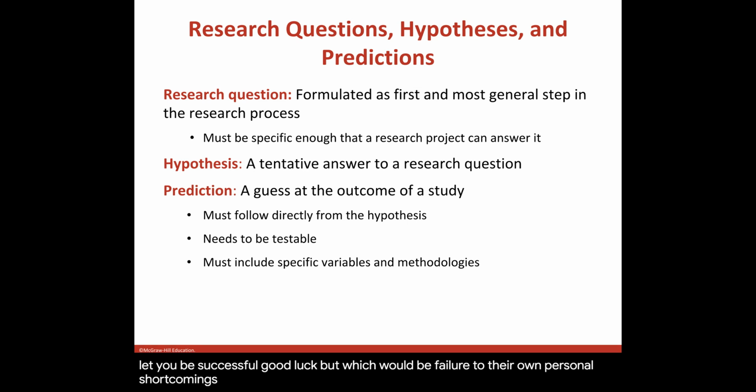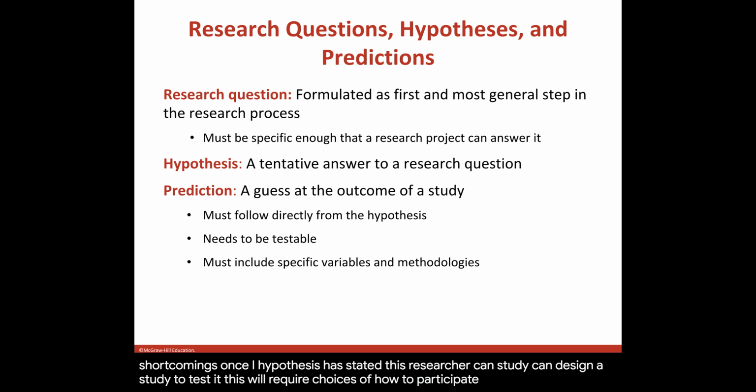This will require choices of how to choose the people who will participate, the nature of the task that they might work on, and how to devise a way to have participants experience success or failure. There would need to be a way to measure attributions of luck versus personal factors as a cause of success or failure. In research, a hypothesis is a tentative answer to a research question.